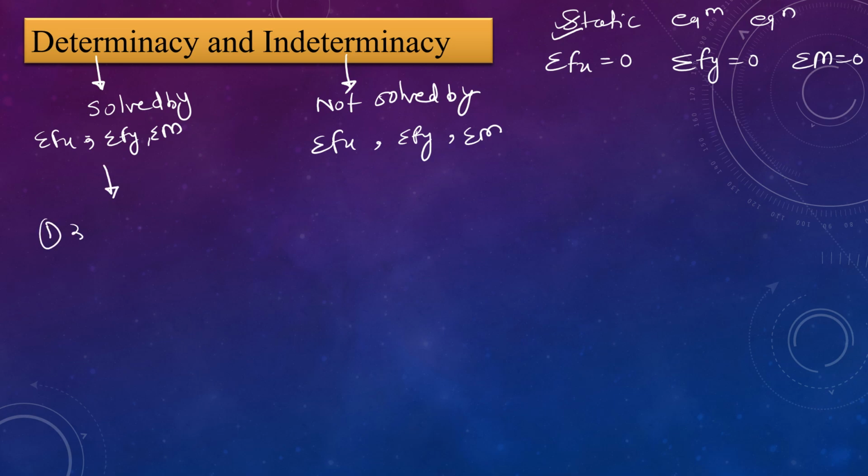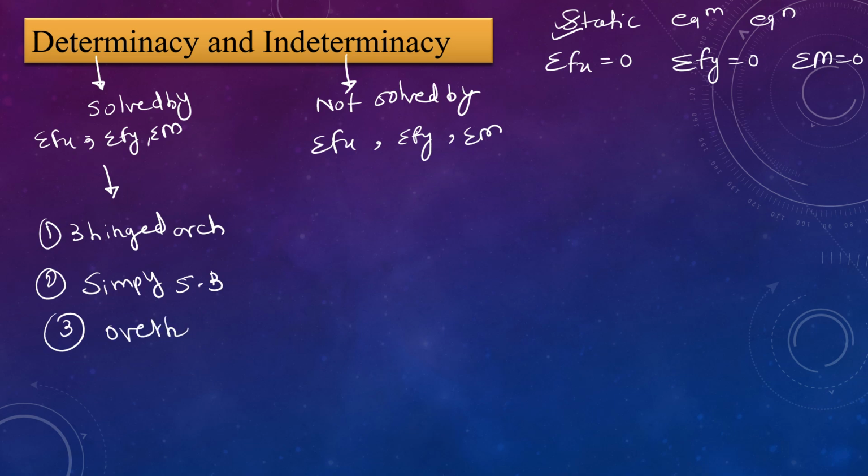Then there are a few examples related to determinacy. First is three hinged arch. Second is simply supported beam or simply supported structure. Then third is overhanging beam, and last one is cantilever beam. Okay, these are the examples for the determinate structure.